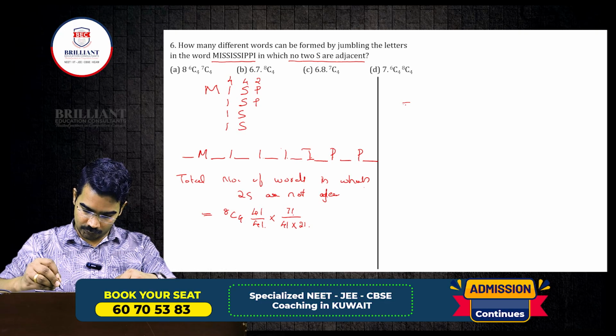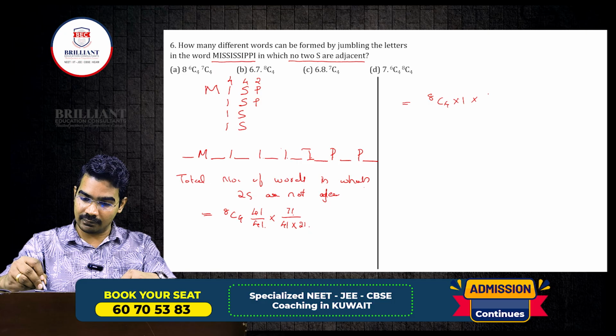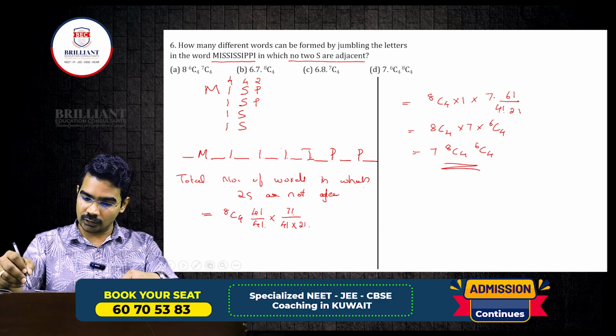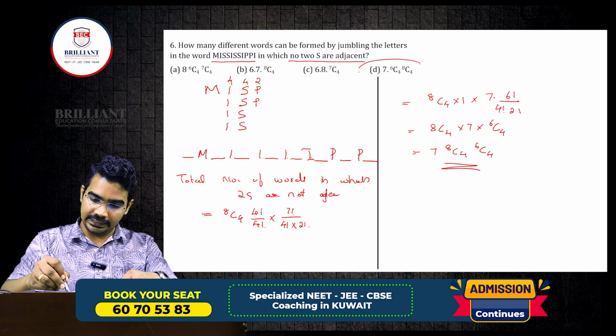This will be equal to 8C4 into 1 into 7 factorial, I can write as 7 into 6 factorial, by 4 factorial into 2 factorial. This will be 8C4 into 7 into, this is nothing but 6C4. So it will be 7 into 8C4 into 6C4 is the final answer. So the correct option is option D.